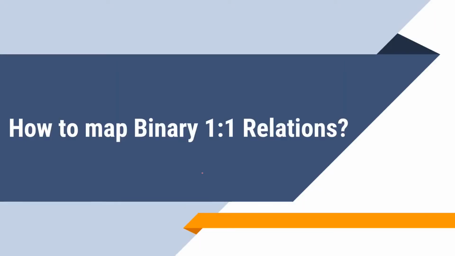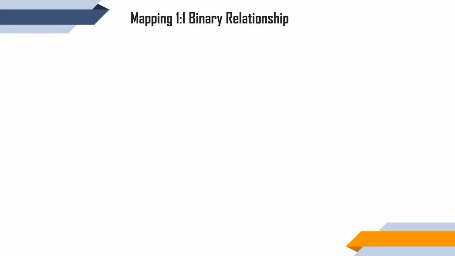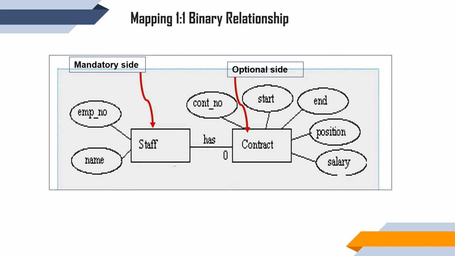The first topic of discussion today will be binary 1:1 relation mapping into table structure. How do we map a normal binary 1:1 relation into table structure? Let's take a very basic example of 1:1, which is staff and contract. One staff may or may not have a contract, but one contract must definitely be linked to a staff only.